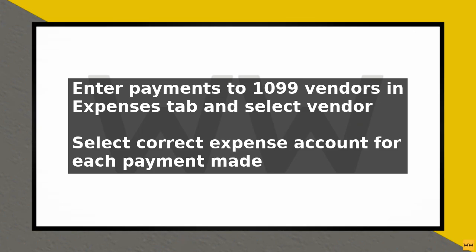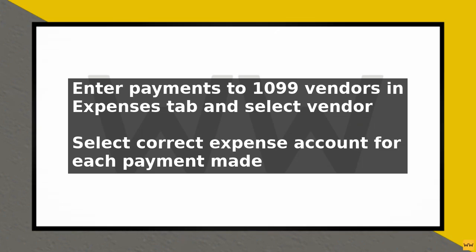To generate the 1099s, go to the Expenses tab and select Vendors. Then click on the Prepare 1099s button. QuickBooks will guide you through the process of selecting the vendors, accounts, and payment dates to include on the 1099s. You can also review and edit the 1099 information for each vendor before finalizing.